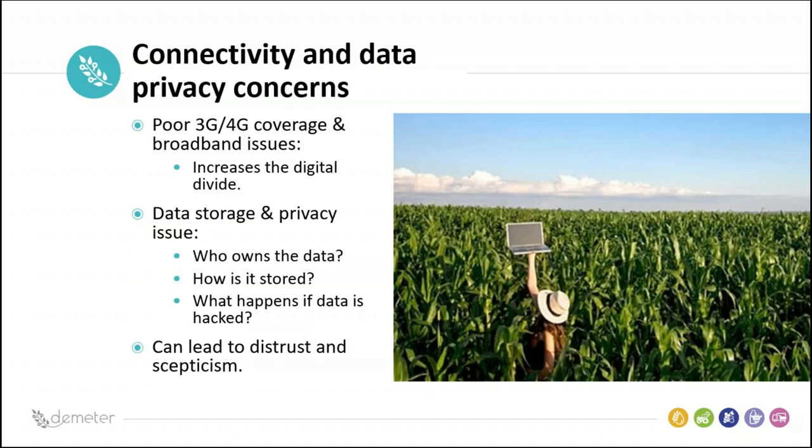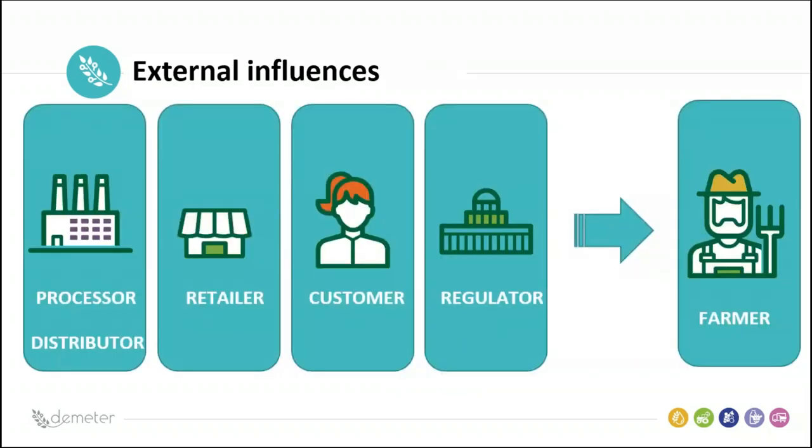Just briefly, in terms of technology factors, we have to look at the role of connectivity, interoperability, and data privacy concerns, because these all can create a negative attitude towards adoption, which will create a negative behavioral intent. So if these issues aren't solved, it can lead to distrust and skepticism, and that can be hard to overturn. And then the final area we look at is external influences.